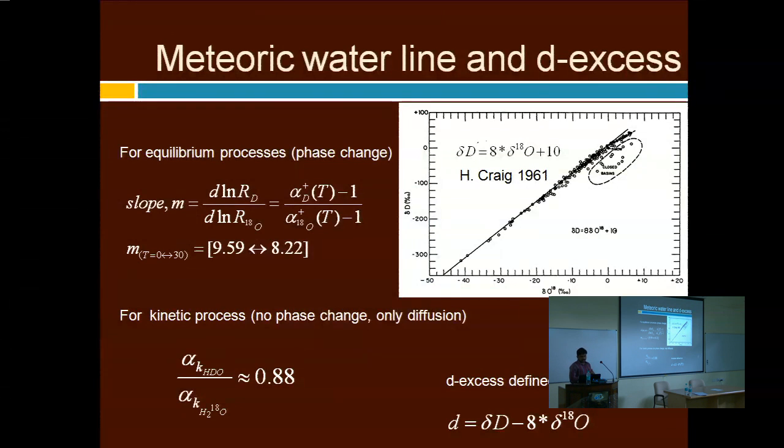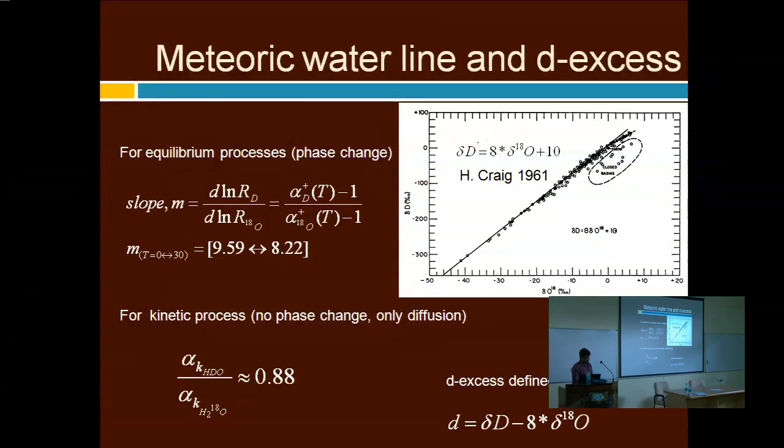This relation comes from the ratio of the fractionation factors, which you can see changes from around 9.5 to 8.2 when temperature changes from 0 to 30. So somewhere around 8 is observed in meteoric water, meaning global waters. And this alpha, the first one I have shown, is for equilibrium fractionation only.